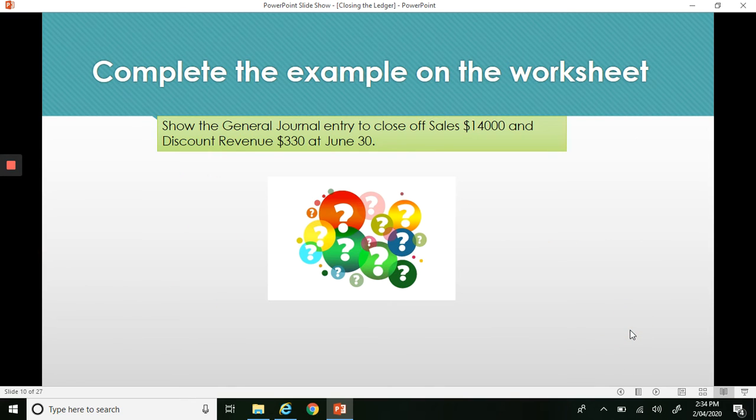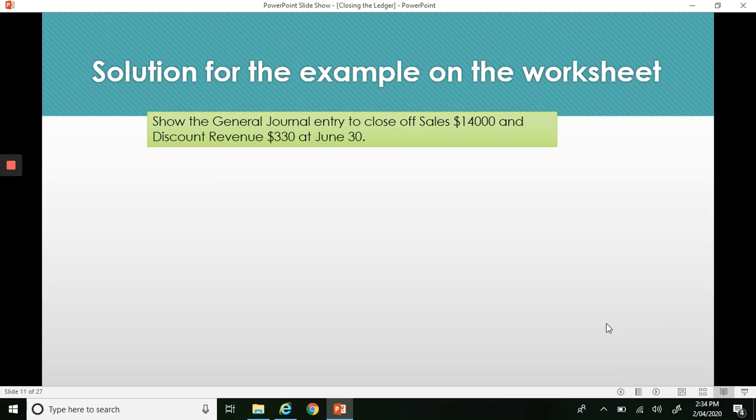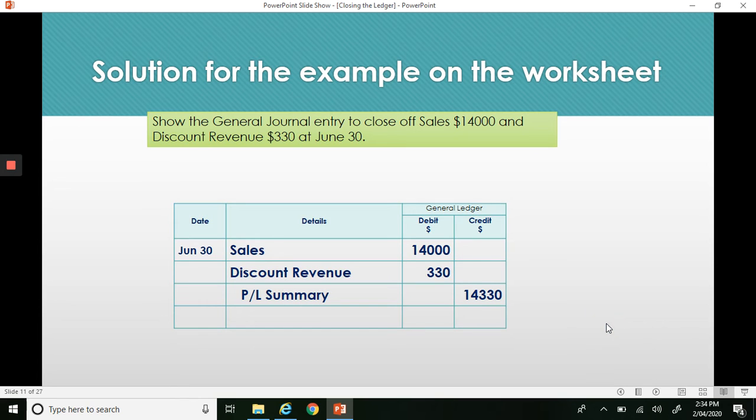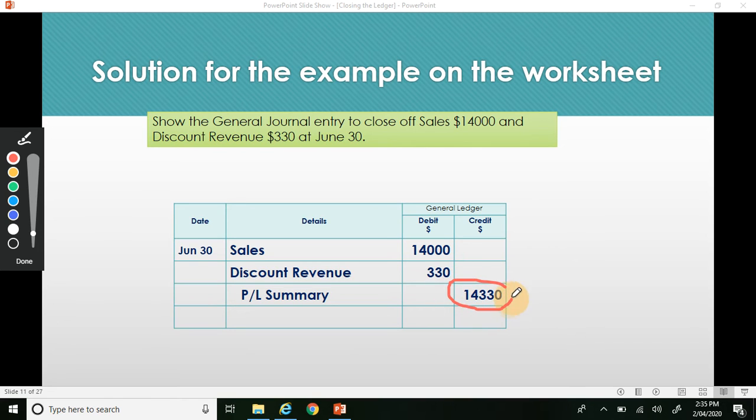All right, so complete the example on the worksheet. And here is the solution for that example on the worksheet. Closing off the revenues. Here we have them, the sales and the discounts. So you'll debit the revenues and you will credit the profit and loss summary account with the total, $14,330.